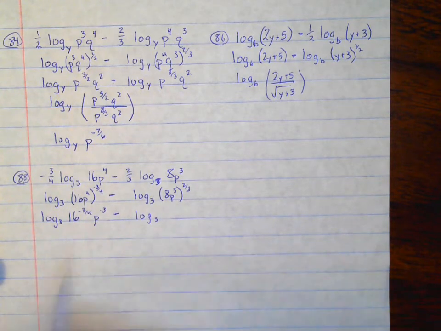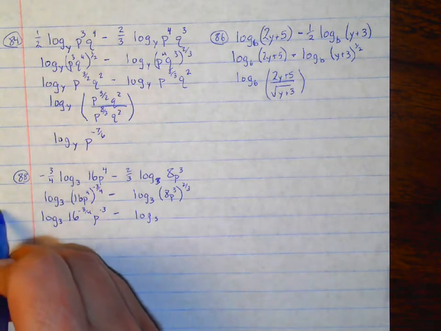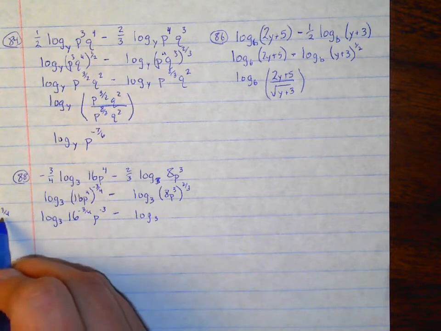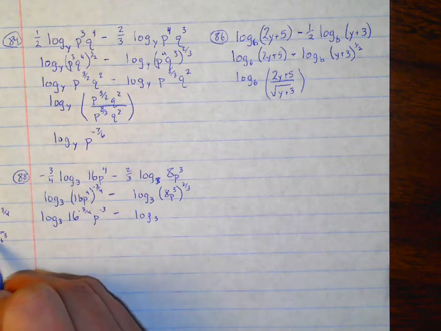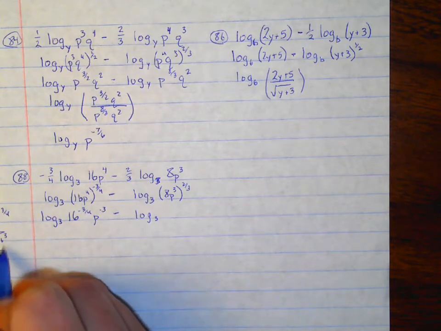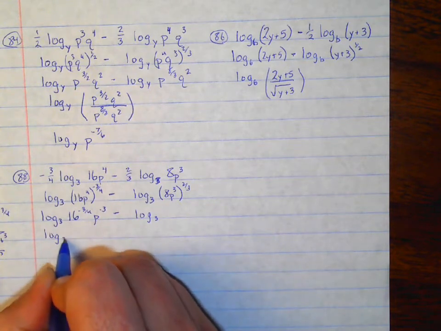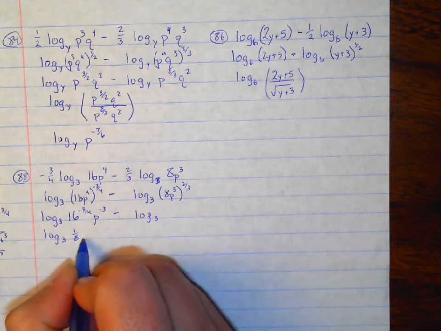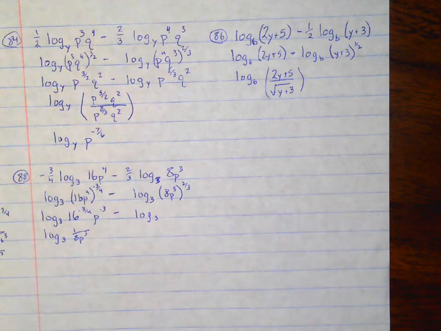And let's continue to simplify this. So 16 to the negative 3/4. I'll just do this on this side. Okay, so it's negative, so it's going to go to the bottom. And it'd be like the 4th root of 16 to the 3rd. And the 4th root of 16 is 2. And 2 to the 3rd power is 8. So it would be log base 3 of 1/8. And also the p to the 3rd is negative, so that goes to the bottom as well.